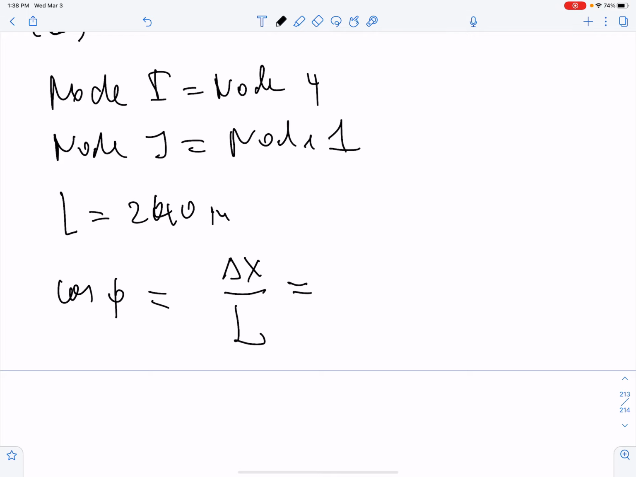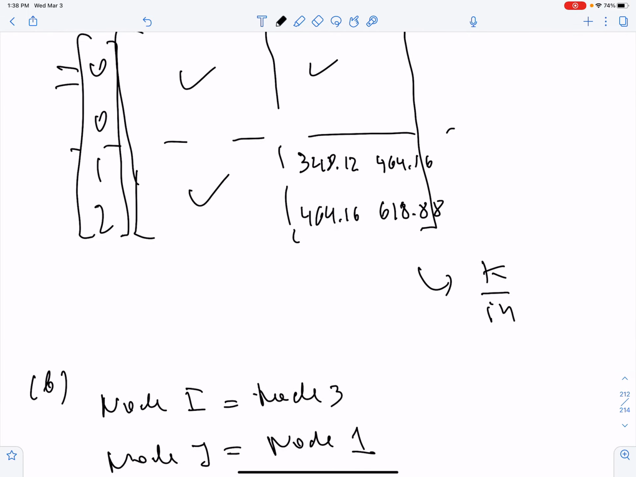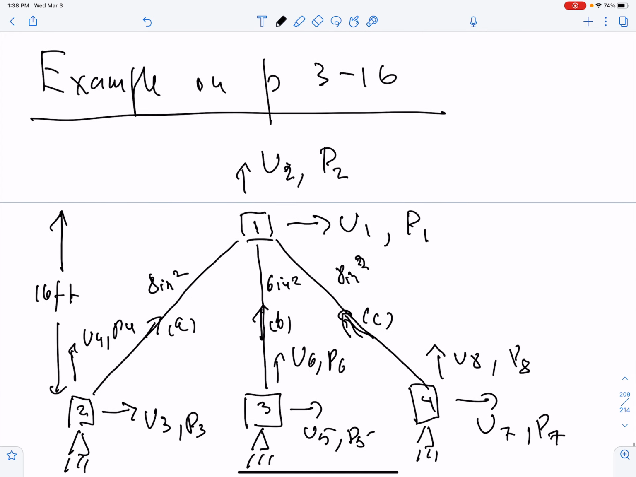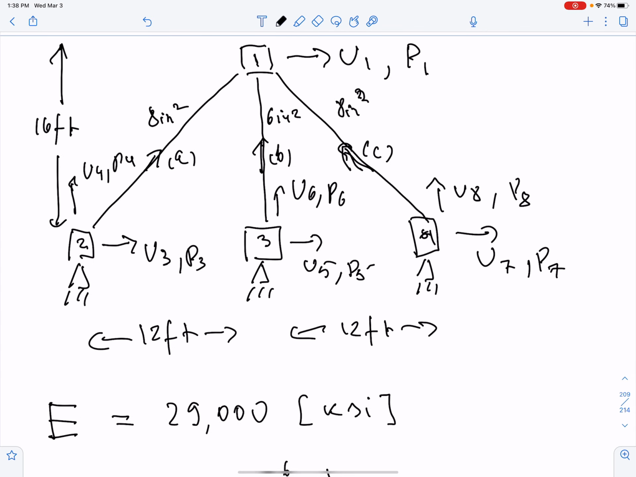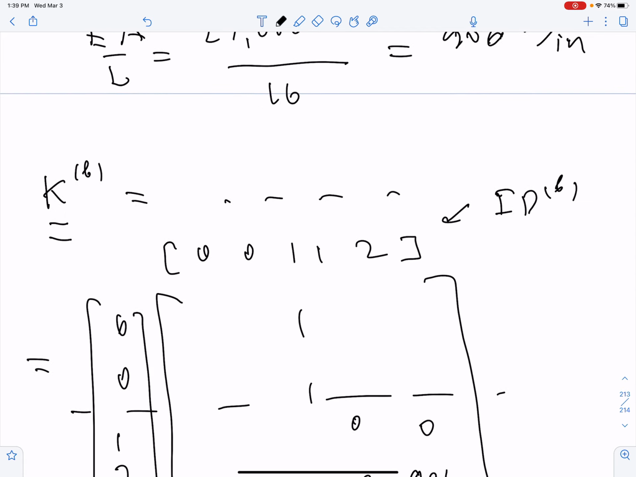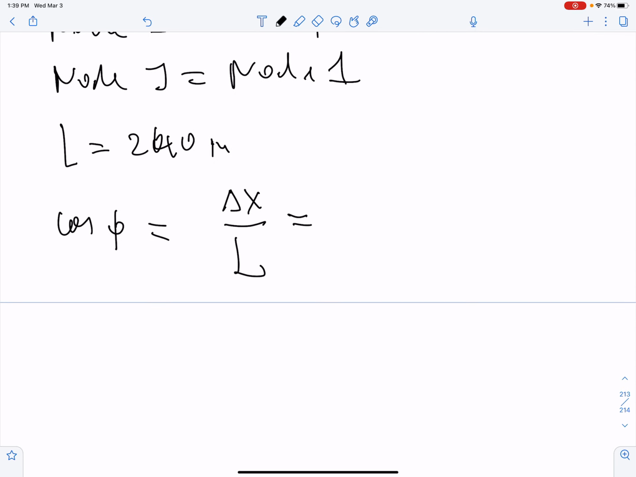Let's see what delta x over L is from the picture. Delta x is, you go from node 4, that's your x coordinate, to node 1. So the x coordinate will be here. You actually go in the negative direction, so your delta x becomes minus 12, and the length is 20.